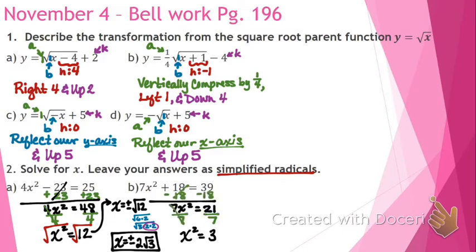All right, same exact process on part B. So first I would subtract 18 from both sides. That would give me 7x squared equals 21. Then I divide both sides by 7. I get that x squared is equal to 3.